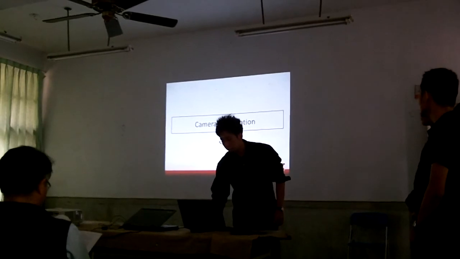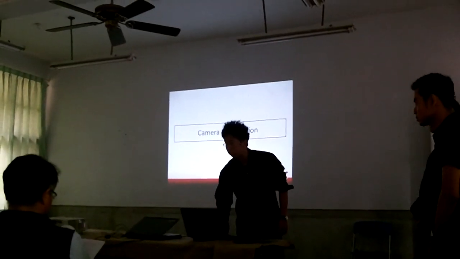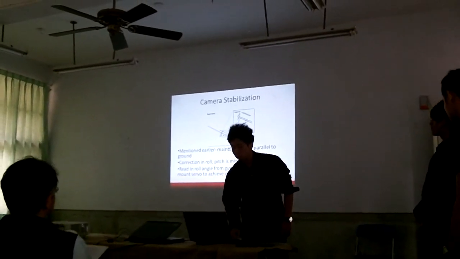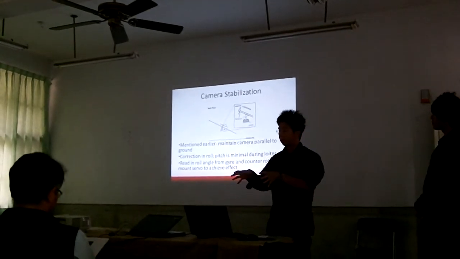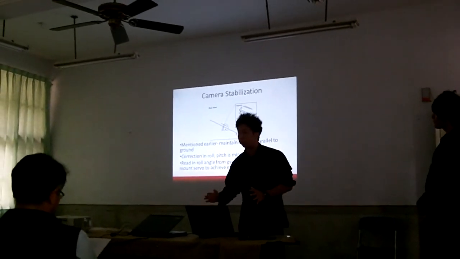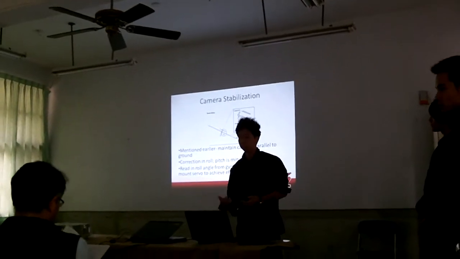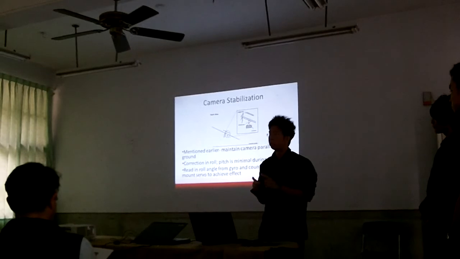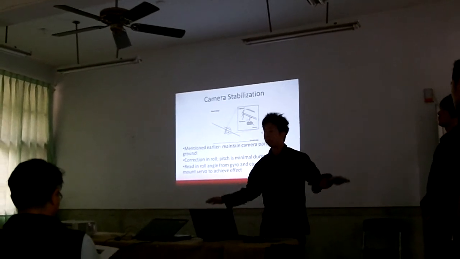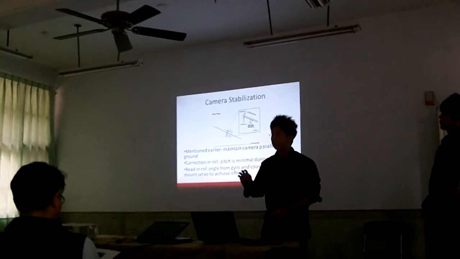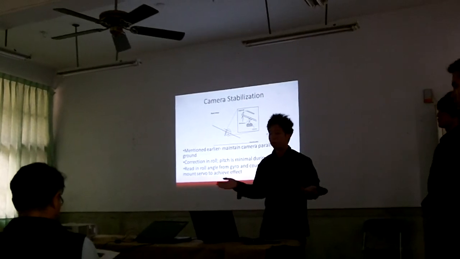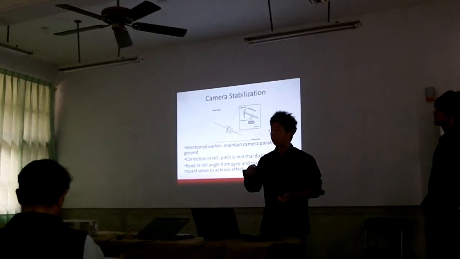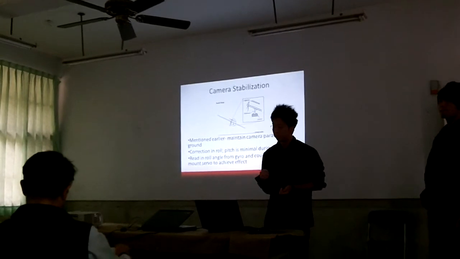Of course, the most important part is our camera stabilization code. As mentioned earlier, our camera has to point parallel to the ground all the time in order to capture nice pictures. Correction in roll is the most important part here because the aircraft has to bank. Pitch is minimal during cruise or loiter, so we aren't very concerned with variation in pitch.